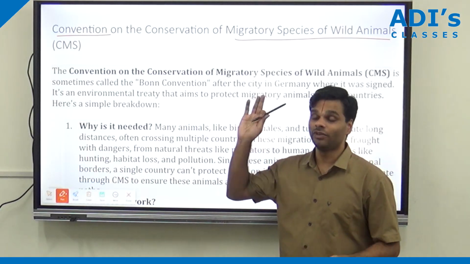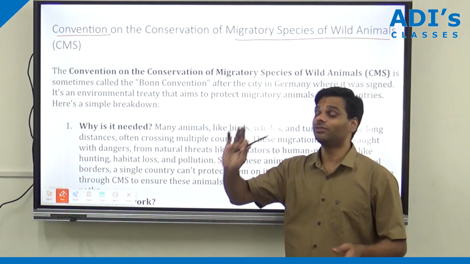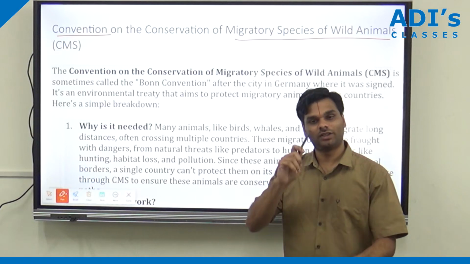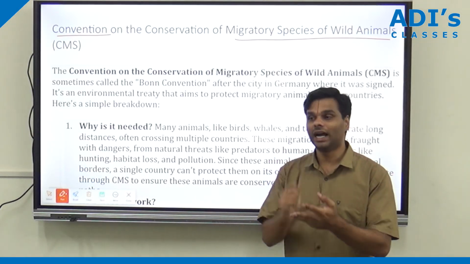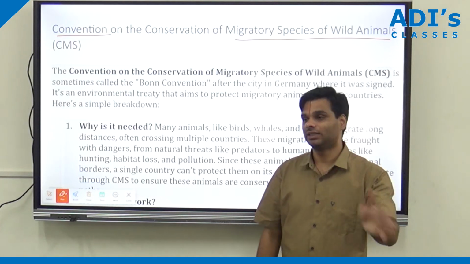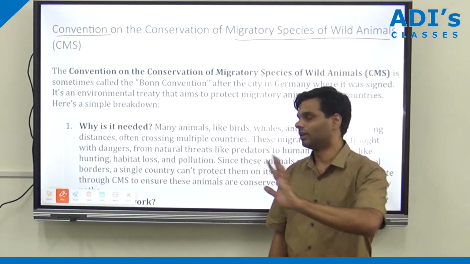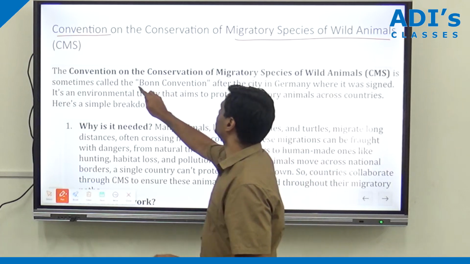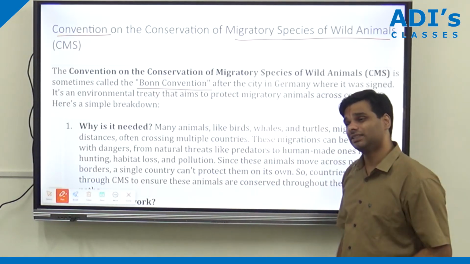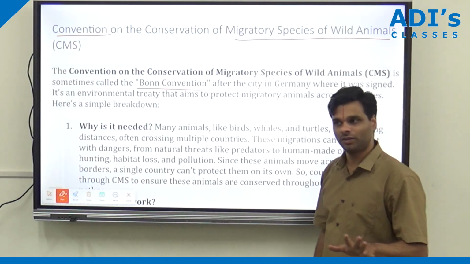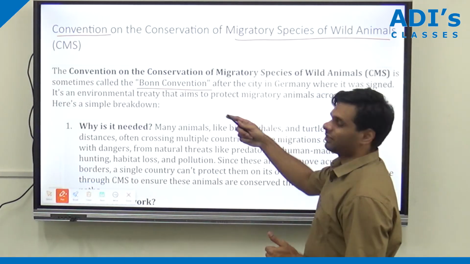Convention on Conservation of Migratory Species of Wild Animals. So flora is not included, wild animals is included. That means birds are included, amphibians are included, and even marine organisms are included. Understood? Now this is also called the Bonn Convention. Why? Because Bonn is a place in Germany. That's where it was signed.